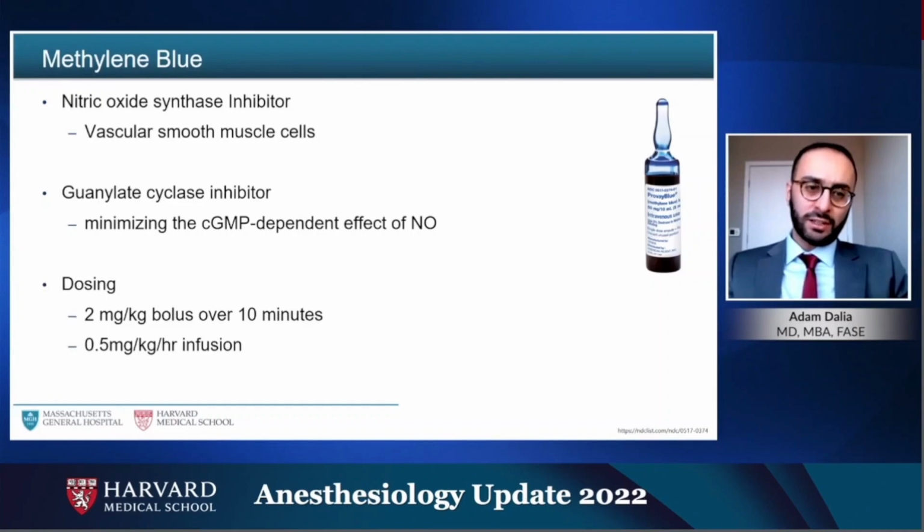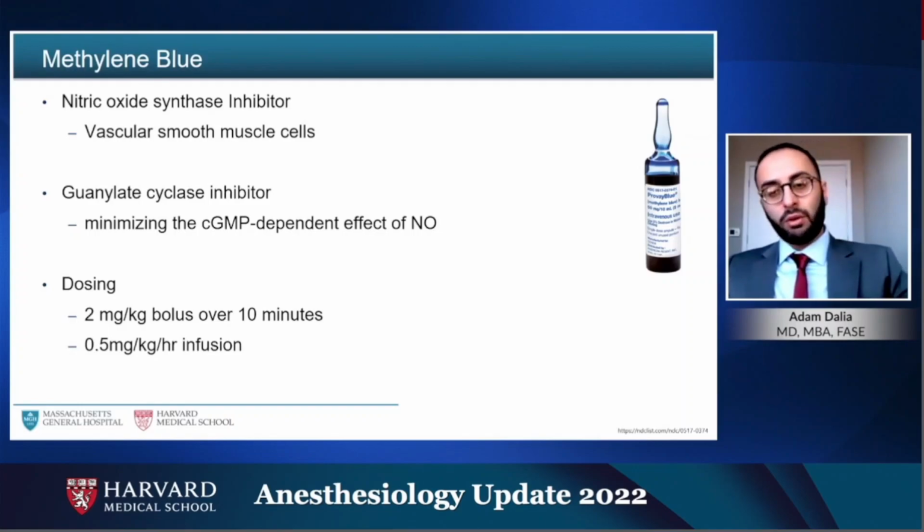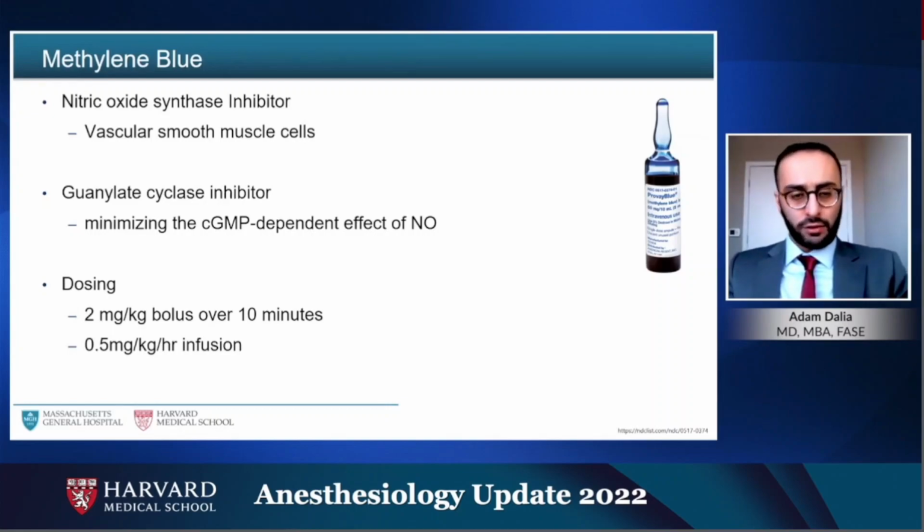The dosing here is 2 mg per kg bolus over around 10 minutes, followed by an infusion of 0.5 mg per kg per hour. Now, this methylene blue usually comes in a 5 mg per mL vial. The effect of the bolus can be seen usually within around 15 minutes. And the peak effect for the bolus, if you combine that with the infusion, will be around 1 hour.